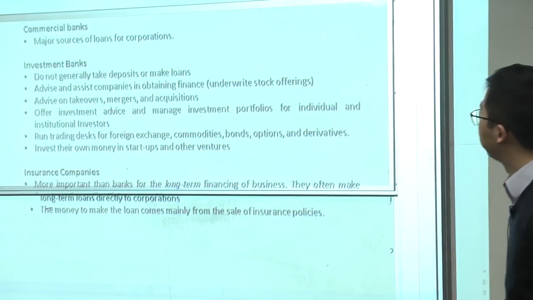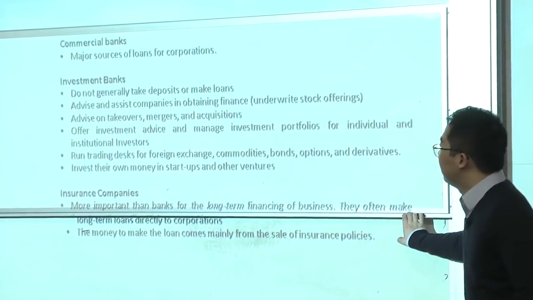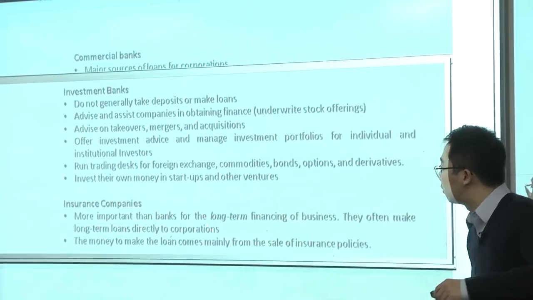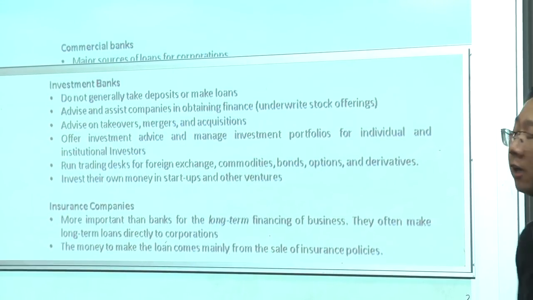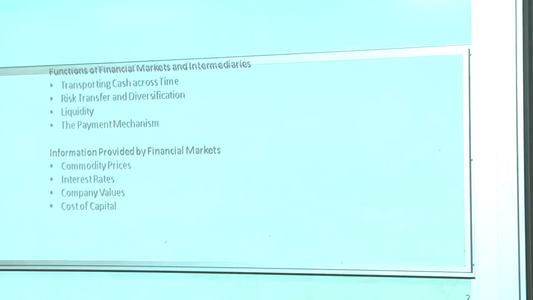Or insurance companies, they are more important than banks for long-run financing, because they are supposed to be for retirement, right? They often make long-term loans directly to corporations. The money to make the loans comes mainly from the sale of insurance policies.